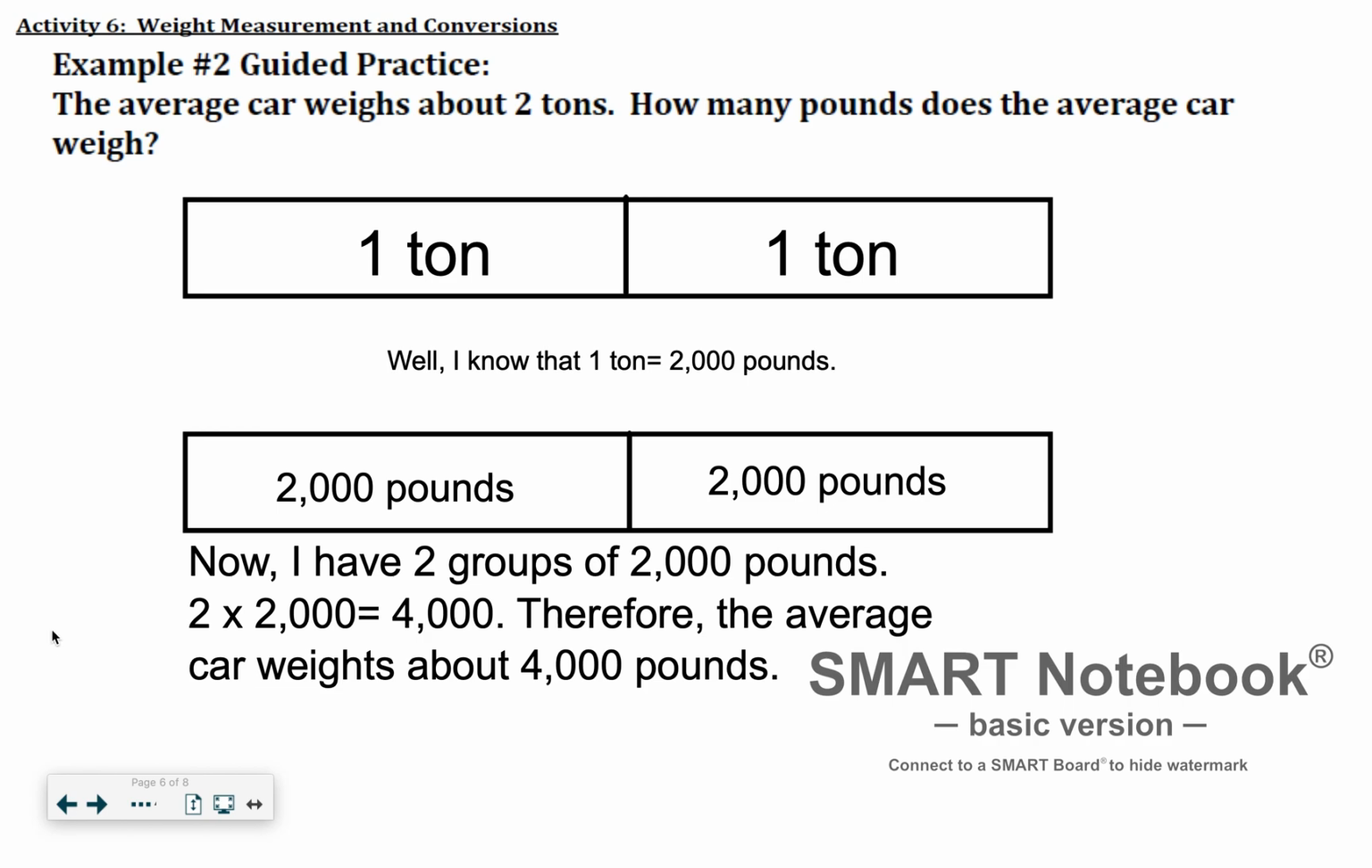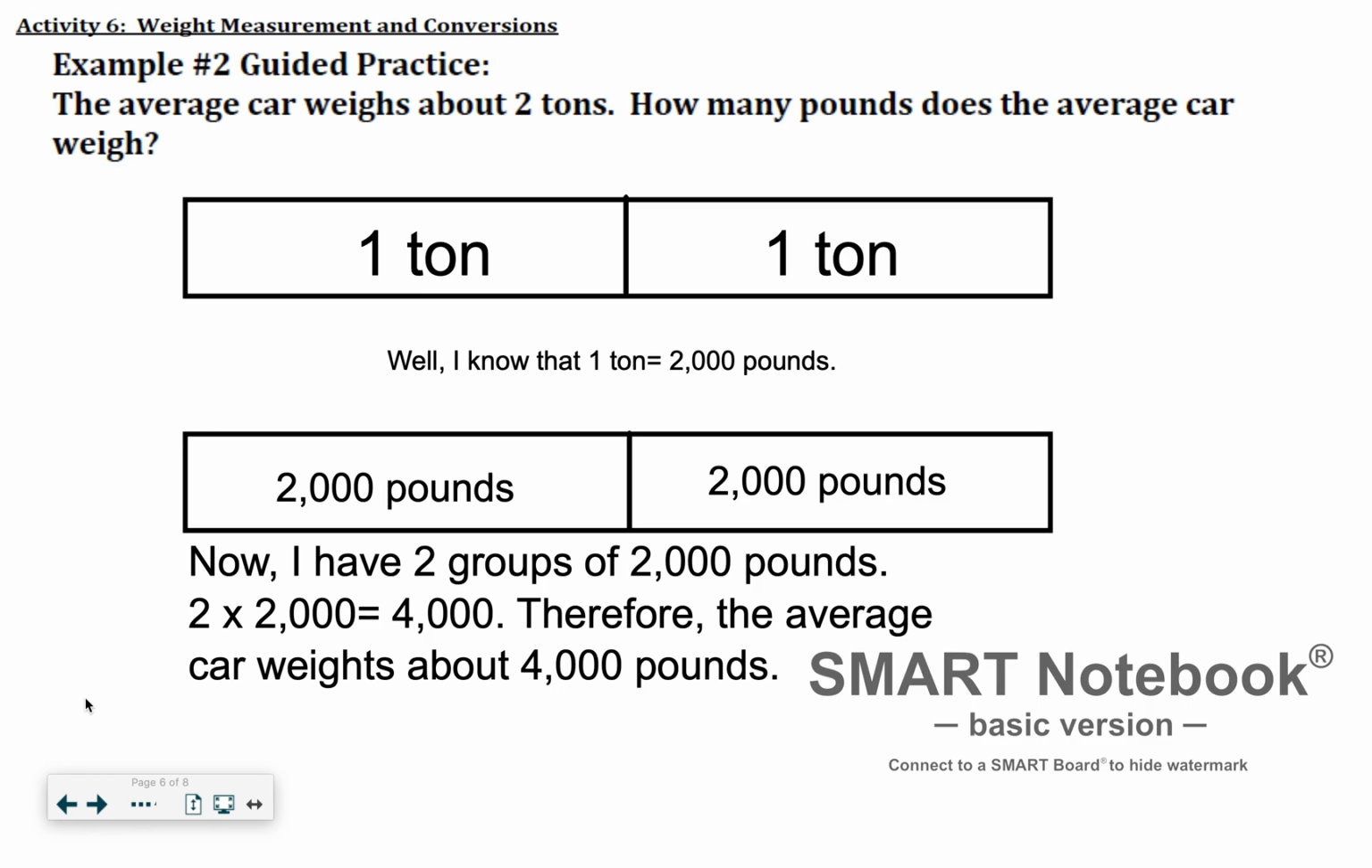Example 2, guided practice, but obviously I can't really ask you guys questions right now, so I'll just answer the questions. The average car weighs about 2 tons. How many pounds does the average car weigh? So the question is asking us how many pounds. So my job as a 4th grade student is to turn the tons into pounds. So I have my first bar model, and I have my 2 tons, 1 ton and 1 ton. Well, I know that 1 ton equals 2,000 pounds, and I know that from my reference sheet.